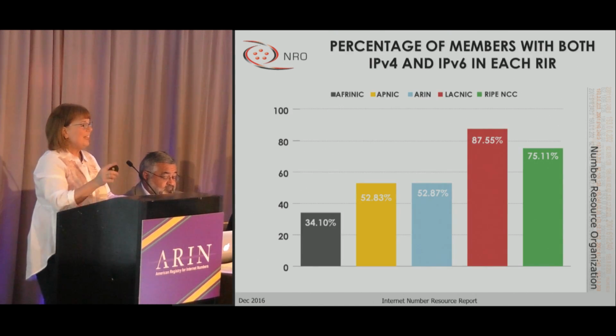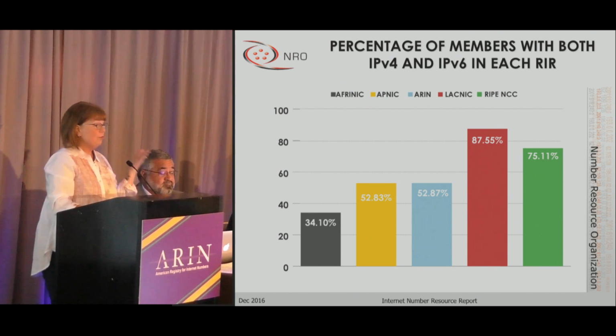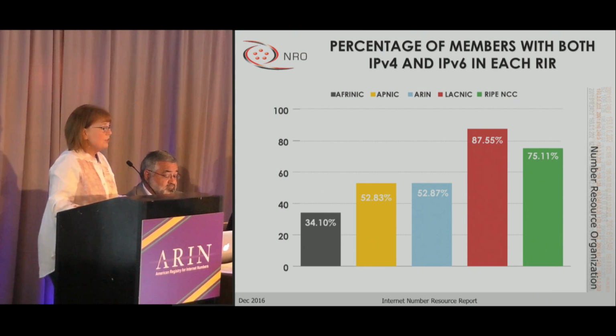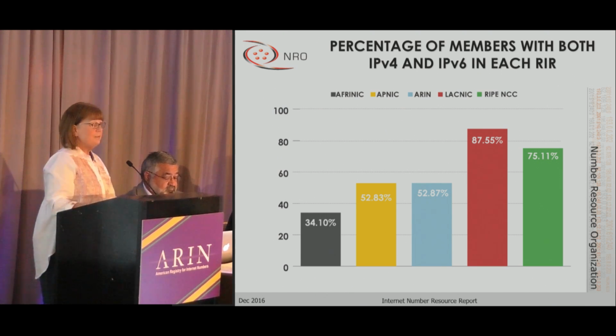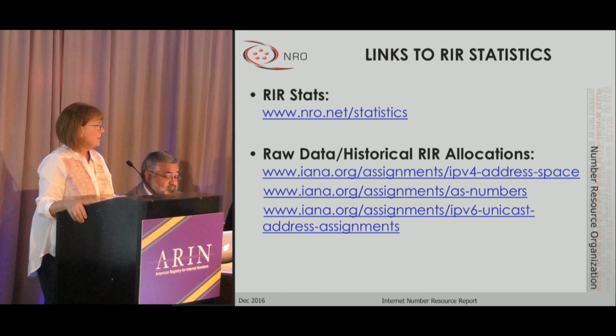And this is, we're looking at the percentage of our members who have both IPv4 and IPv6. And these numbers have grown pretty drastically. We're really happy to see this. 34% of AFRINIC customers, members now have IPv6. Almost 53% in both APNIC and ARIN have gotten their IPv6. LACNIC, over 87% of their members have their IPv6 allocations, and in the RIPE region, about 75%. So those numbers are good. And those are just links to the statistics if anyone is interested in doing a little more digging. And that's all I have.